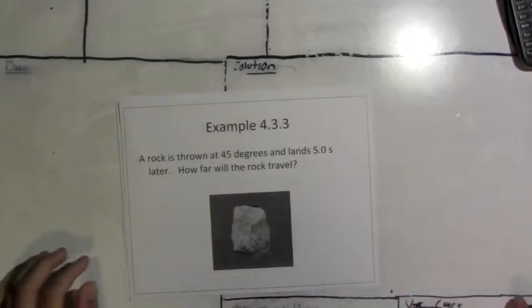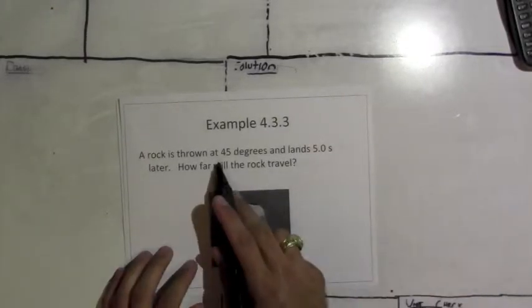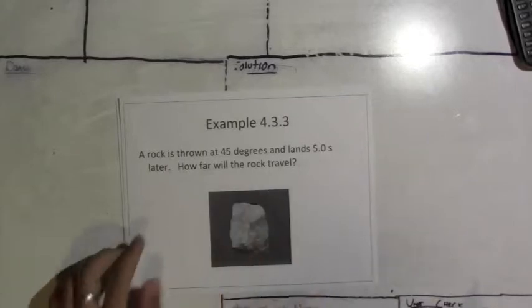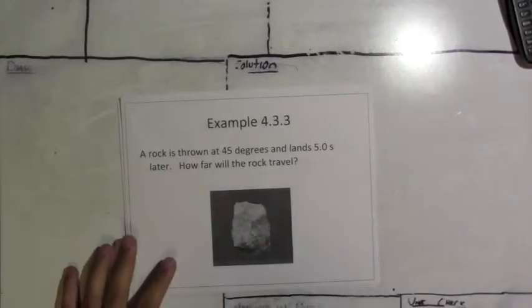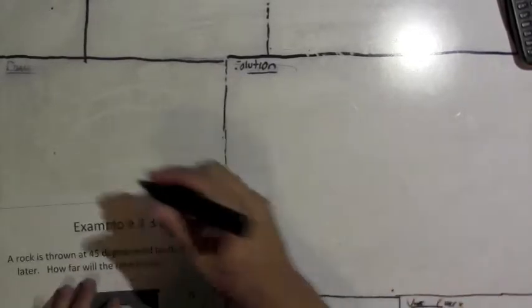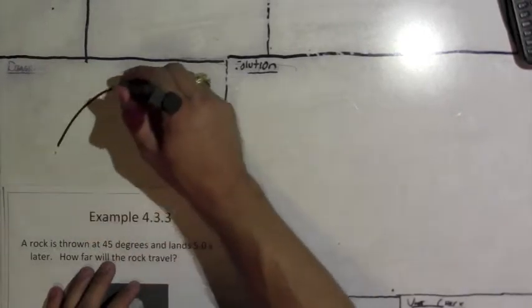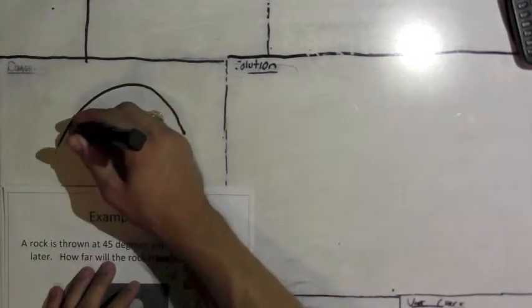Alright, this is example 4.3.3. It says a rock is thrown at 45 degrees and lands 5 seconds later. How far will the rock travel? So once again, we're going to be launching a projectile at some sort of angle, and that angle in this case is 45 degrees.